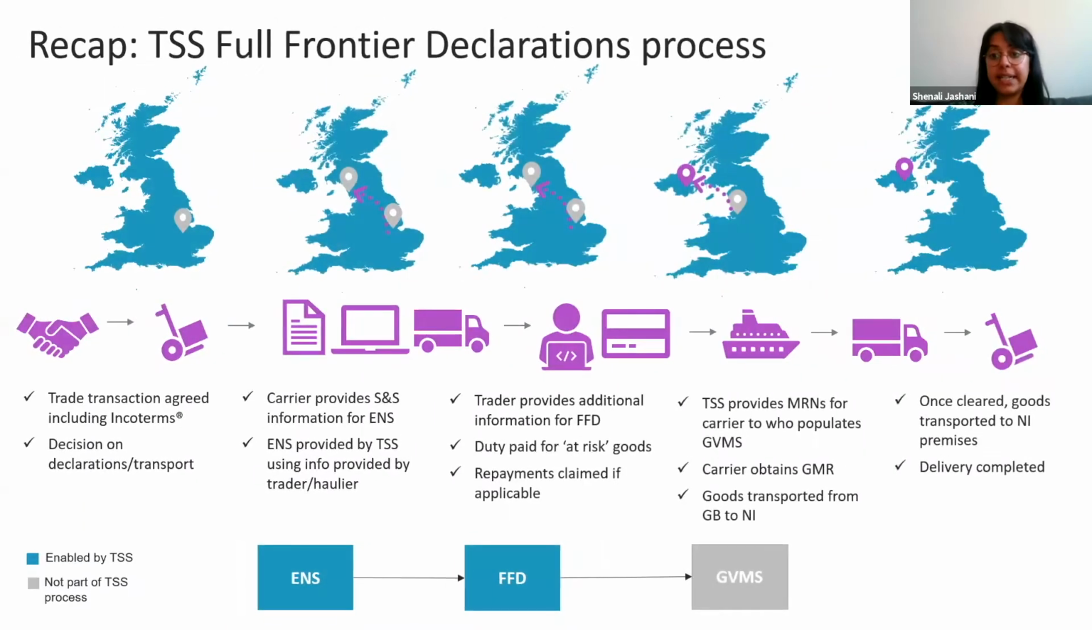And if, for example, you did choose to do a full frontier declaration instead, as you can see, the journey is almost the same. Just instead of the simplified frontier declaration, once your ENS has been completed, you as the importer of record need to log on and complete the full frontier declaration. You need to submit it, you need to pay any duties, and then your journey just continues and your import's done once the goods have been delivered.